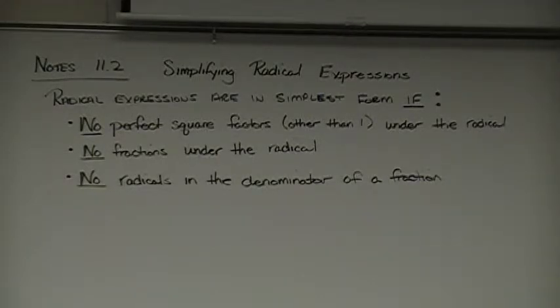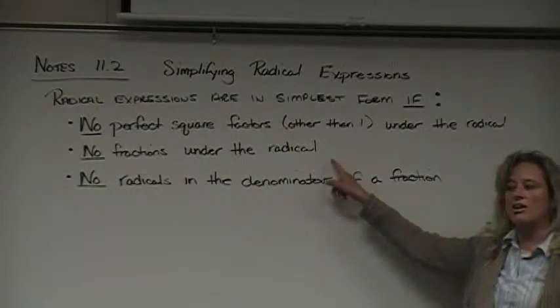The biggest thing we're going to see today is this part right here. No perfect square factors can be under the radical, which means there can be no number under the radical that's a perfect square. That means it can still be simplified further from there.